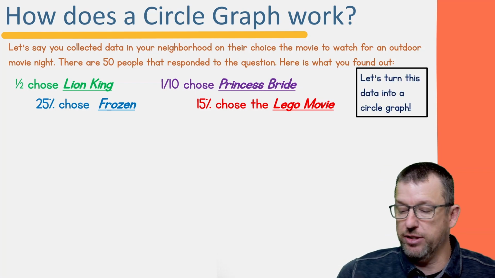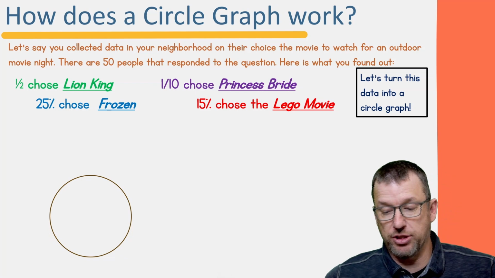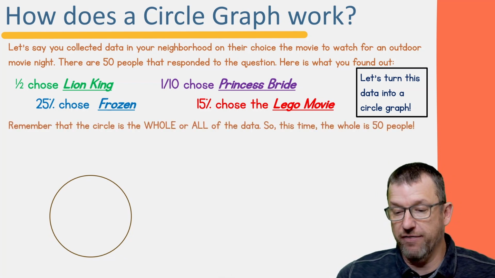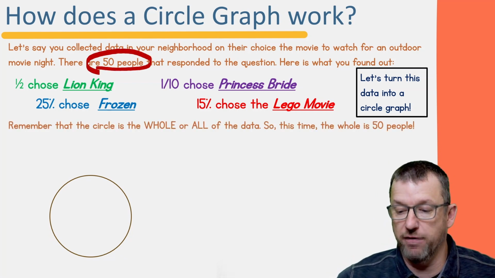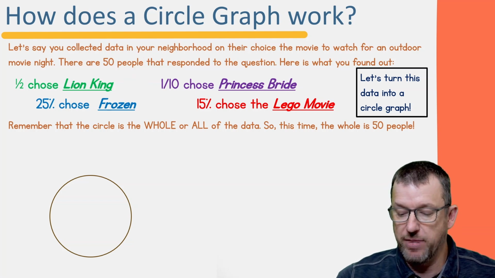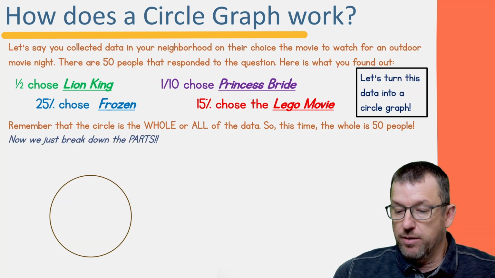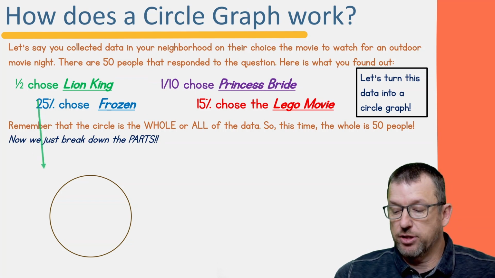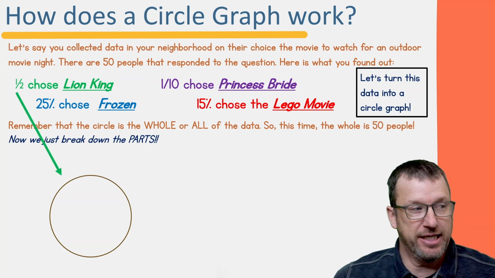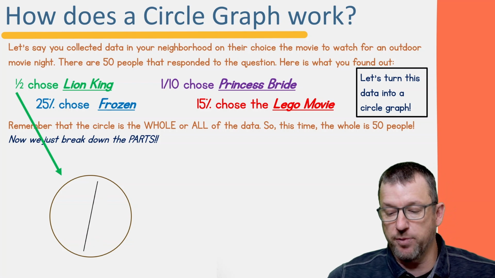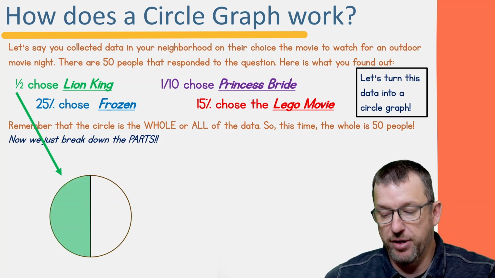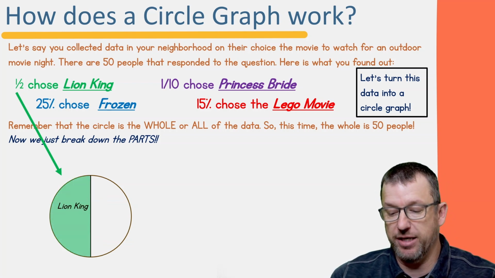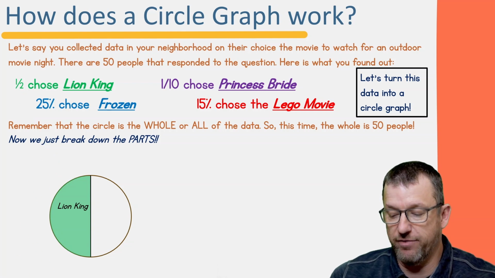All right, so let's turn the data into a circle graph. So we have a circle, and the circle represents all of the information. So what it's representing is all 50 people. That's key, right? Now we just break it into parts. So we know we have the Lion King, and this is one of our benchmarks. It's half, so that's pretty simple. Cut in half and put in our Lion King. Okay, so that's 50% of the data. All right, that's one half of the information.